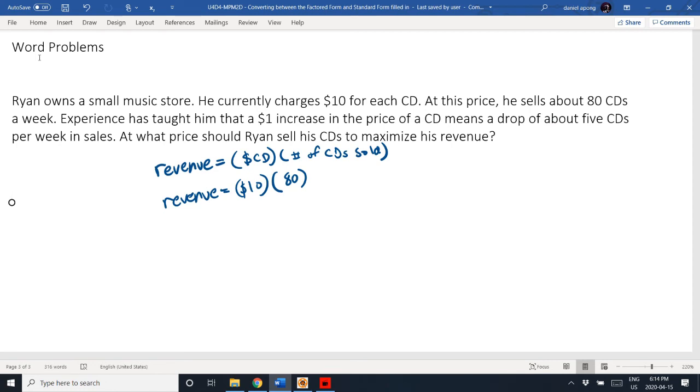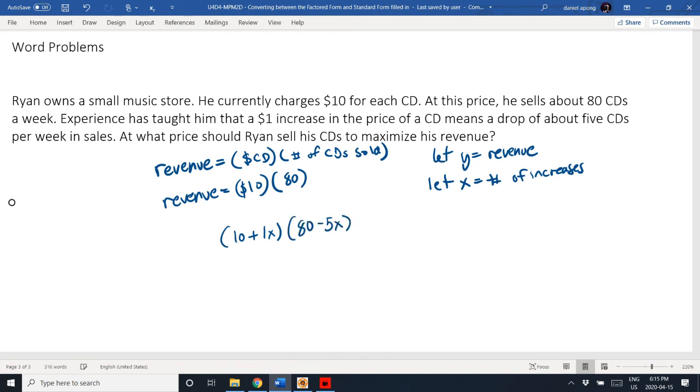So we're going to let Y equal our revenue, and we're going to let X equal our number of increases. Ryan states that for every dollar he increases, so one increase means we're increasing by $1, equals the loss of 5 CDs per sale. So for every one increase in price, we're losing 5 CDs. So we get 5 increases of losses. And this would equal our total revenue.